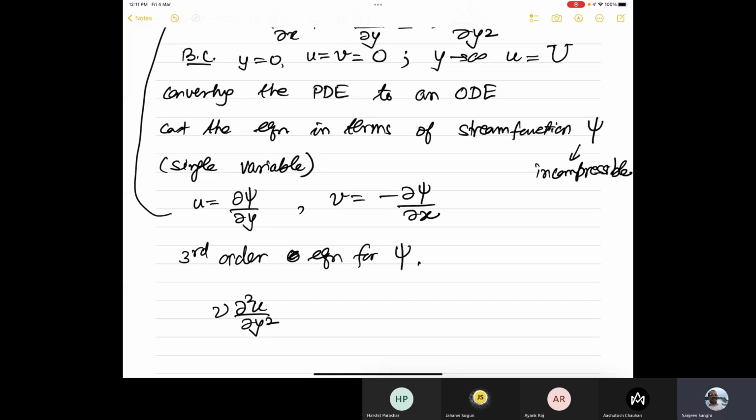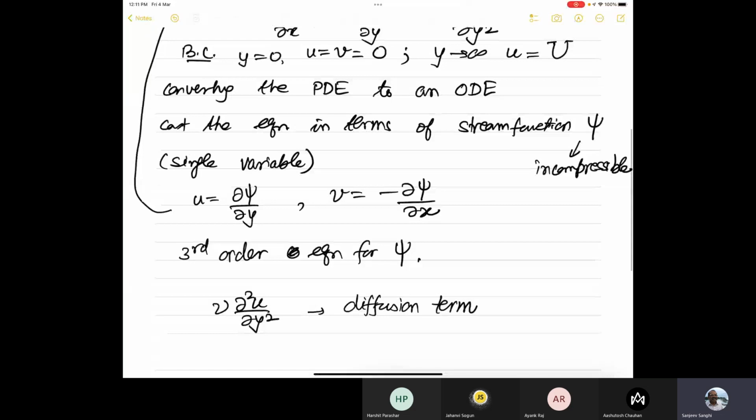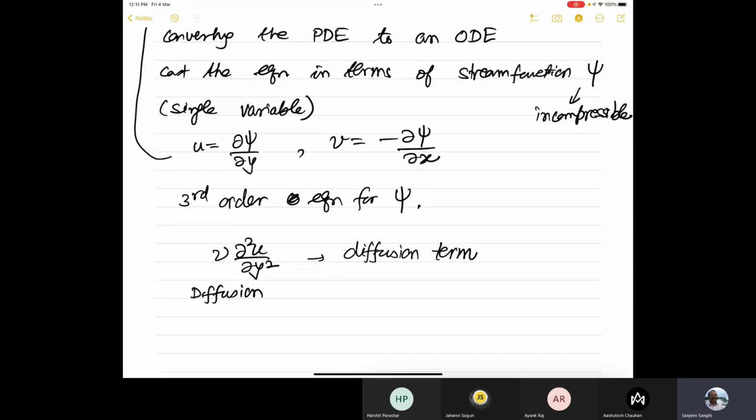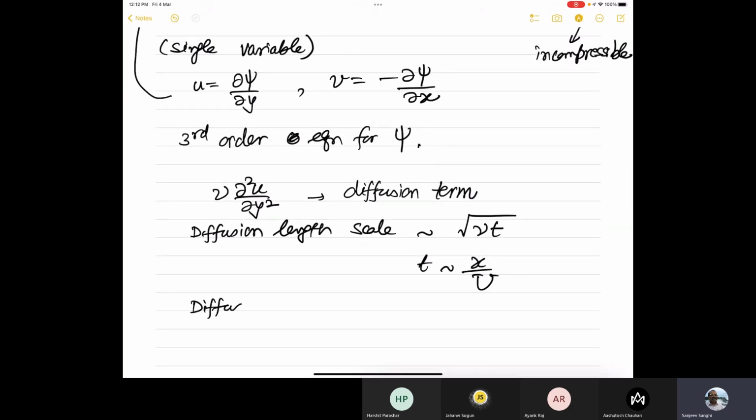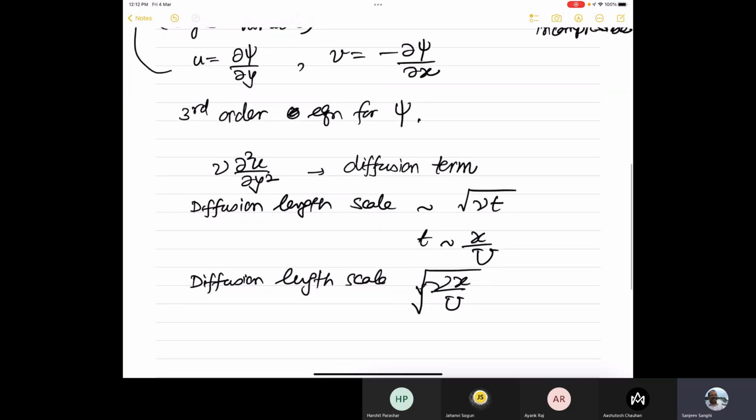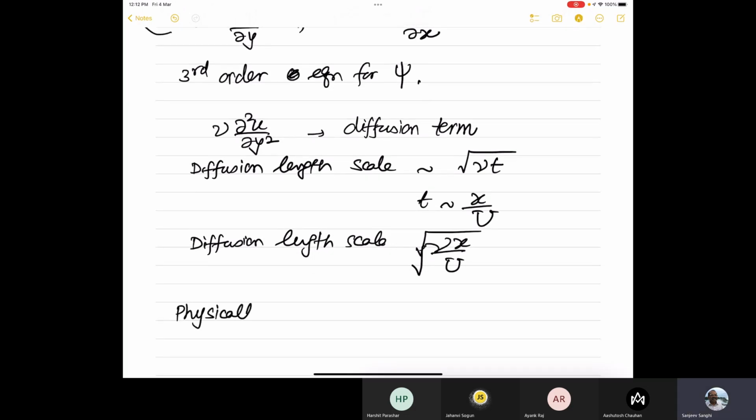This is also called the diffusion term. As we have seen in Stokes' first problem, when we have problems like this, the diffusion length scale is given by square root of nu t, and in this case t is equal to x upon U. So the diffusion length scale associated in the y direction will be given by square root of nu x upon U. Physically, from the order of magnitude analysis, y scales with delta, and delta is of the order of square root of nu x upon U.